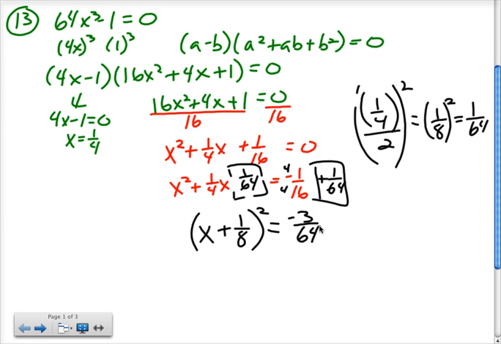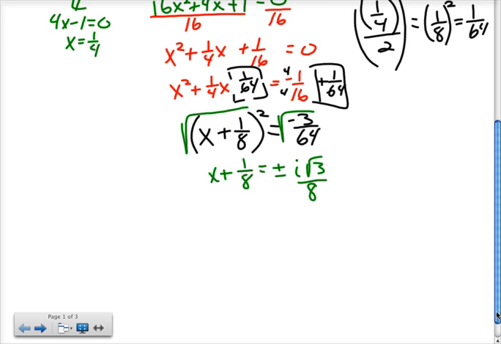Then we would take the square root of both sides, and x plus 1/8 would equal plus or minus, and then we're going to start breaking this one down. We're going to take an i out because that's the square root of negative 1, and then we'll have the square root of 3 over 8, and we can always put that i in the back later so it's in standard form, because what we need to do is move that 1/8 over by subtracting. So negative 1/8 plus or minus the square root of 3 over 8 i to get that in standard form.